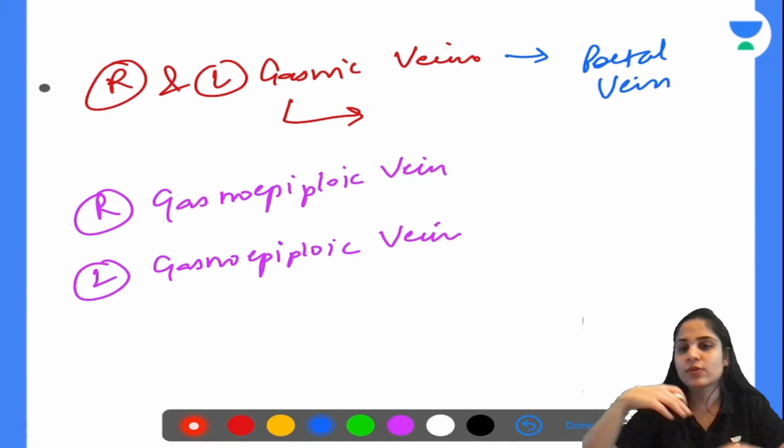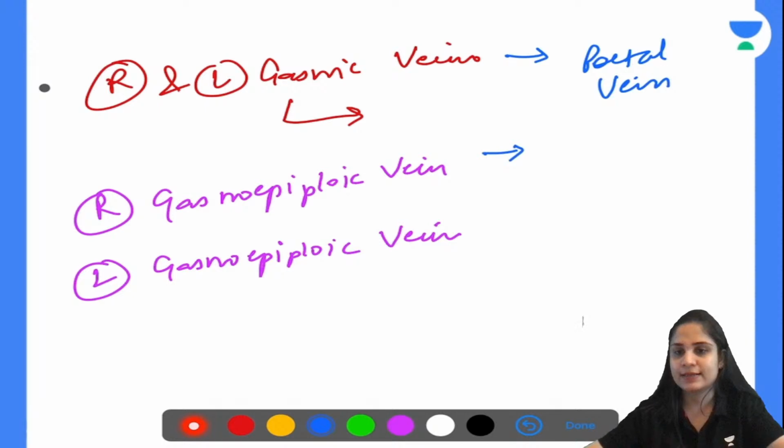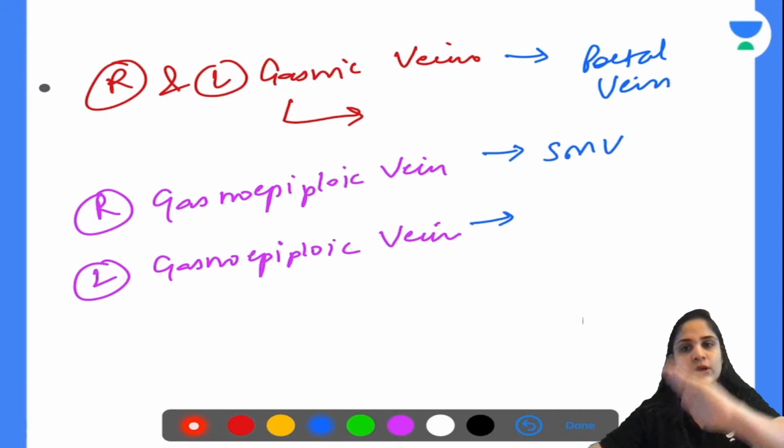The right gastroepiploic vein is more on the right side, so it will drain into the superior mesenteric vein, and the left gastroepiploic vein is more towards the left side, so it will drain into the splenic vein.